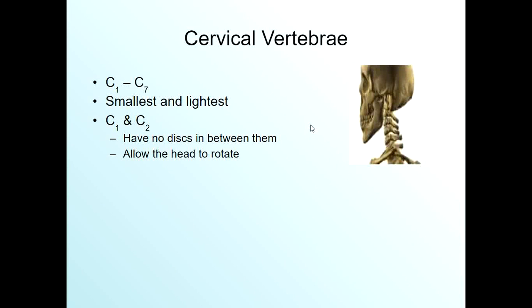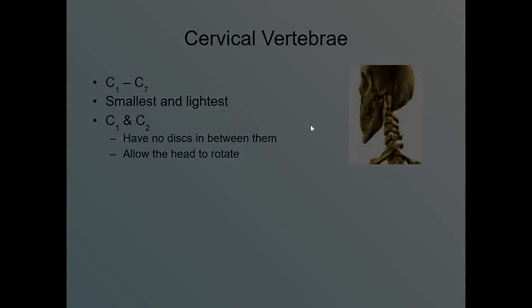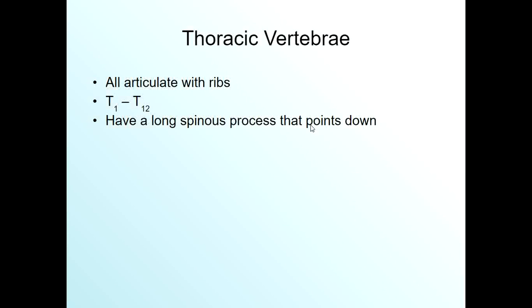So a few characteristics. The cervical vertebrae are C1 through C7. So remember I told you how every bone is named? Well, C1 through C7 are the names of the cervical vertebrae. C1 is at the very top next to the skull. C2 is right below it, and then all the way down to C7. C1 and C2 have no disc in between them, and they're designed in a way that allows our head to rotate around.